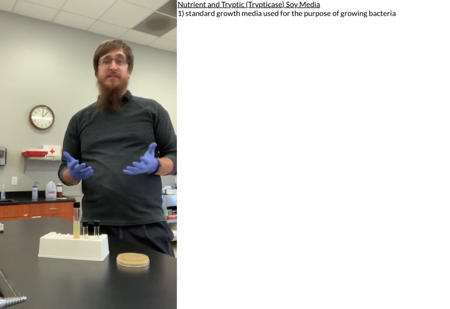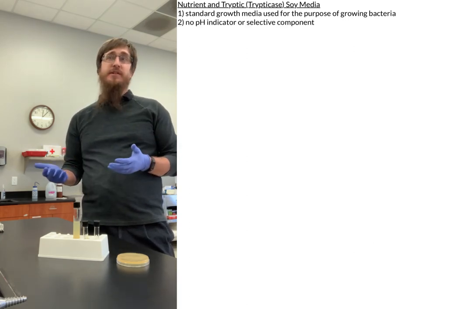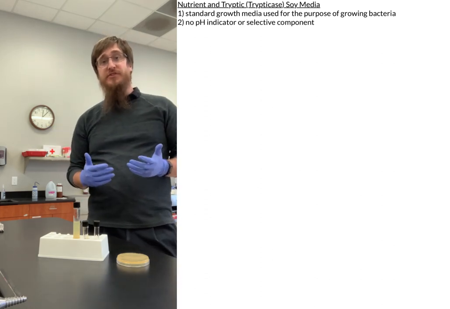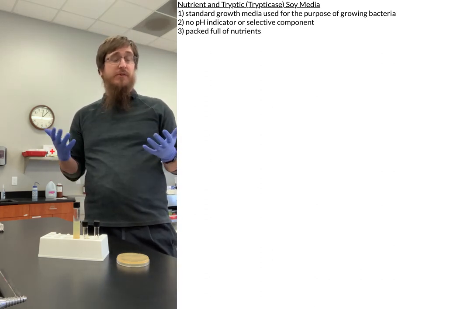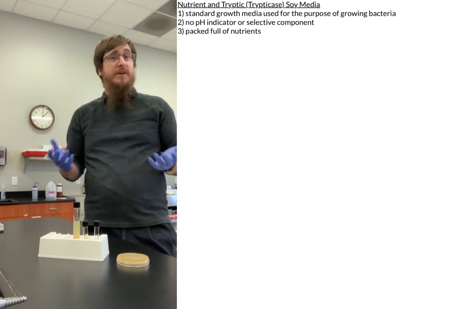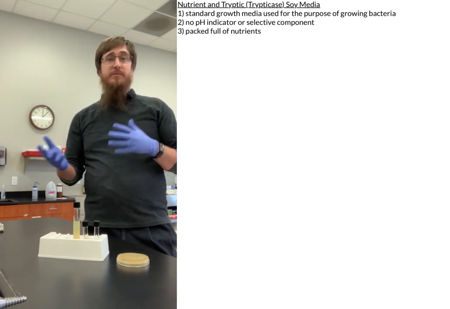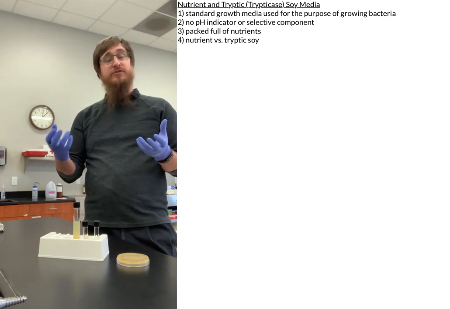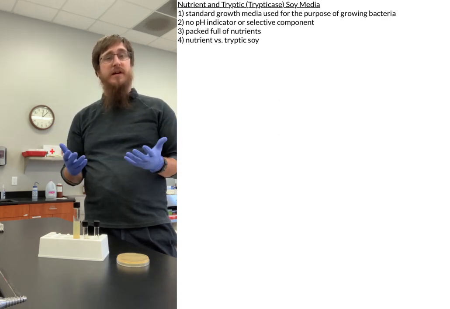So because of that, they don't really have a pH indicator in them and they don't have any type of selective component to them. They're basically just packed full of nutrients, again, for the basic purpose of growing things. So when it comes to the two types, again, we have a nutrient type and we have a tryptic soy type medium.